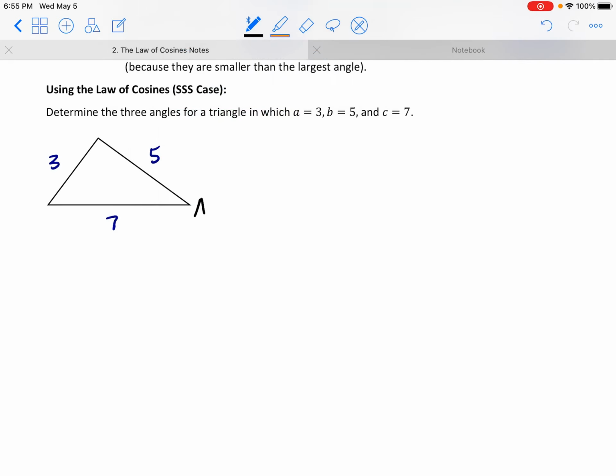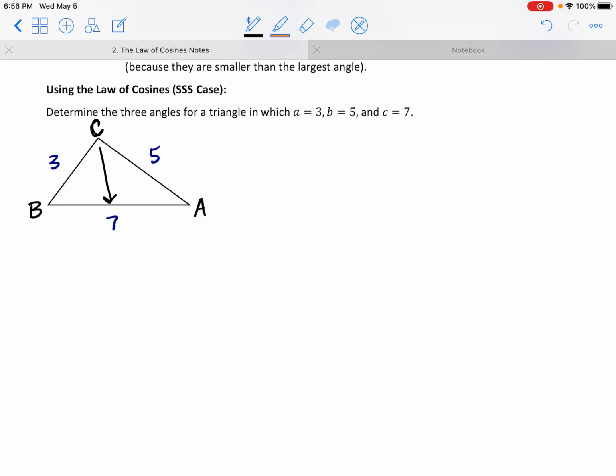So this would be capital A because it's across from little a, which means that is my smallest angle because that is my smallest side. I'm going to call this capital A. And then across from 5 here, 5 was little b, so this is going to be capital B. And that's my mid-length side, so that's my mid-measured angle. And then across from the 7, this side is opposite of this angle, that was c, so that's going to be C there. Now, 7 is my largest side, which means C is going to be my biggest angle. So what I'm going to do is start by solving for angle C.